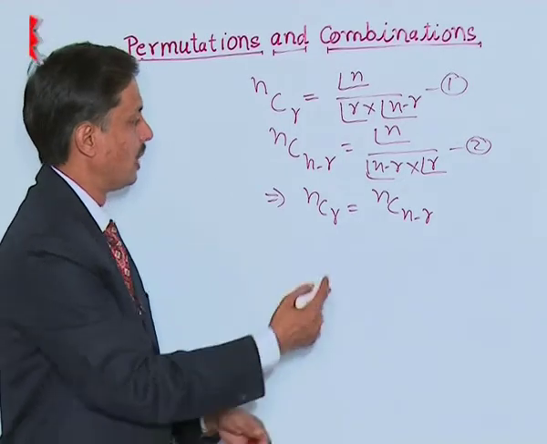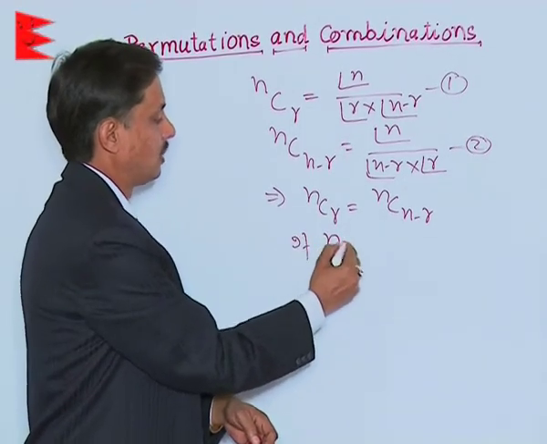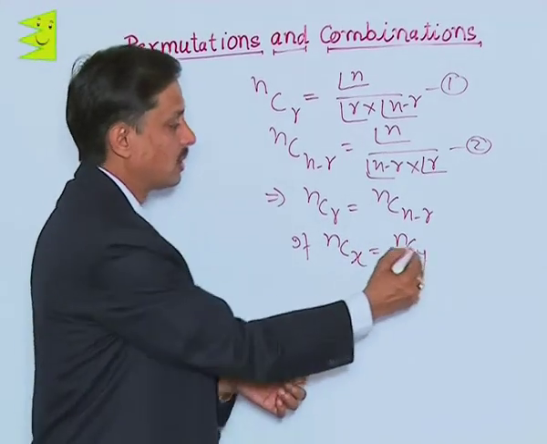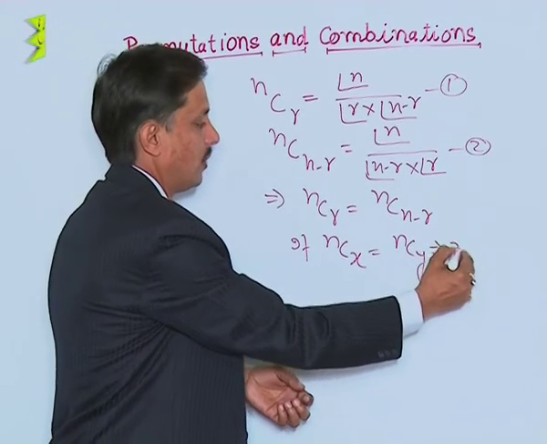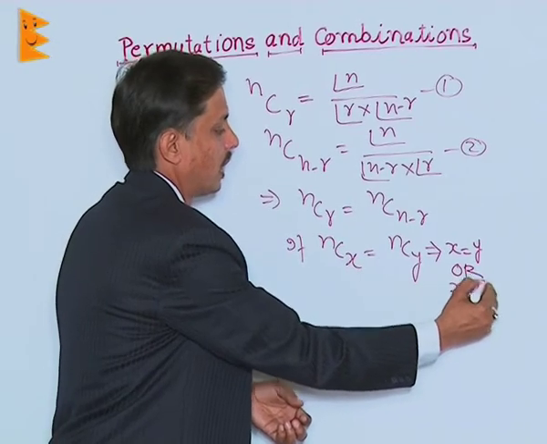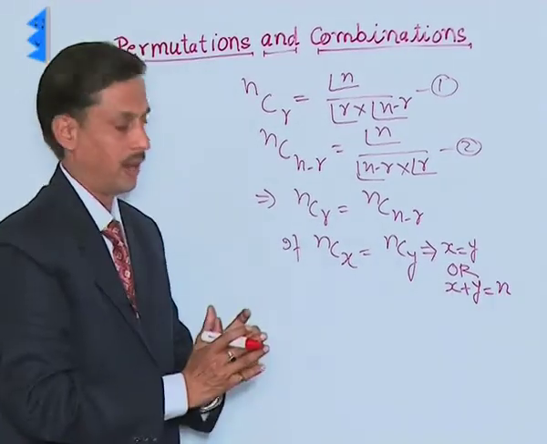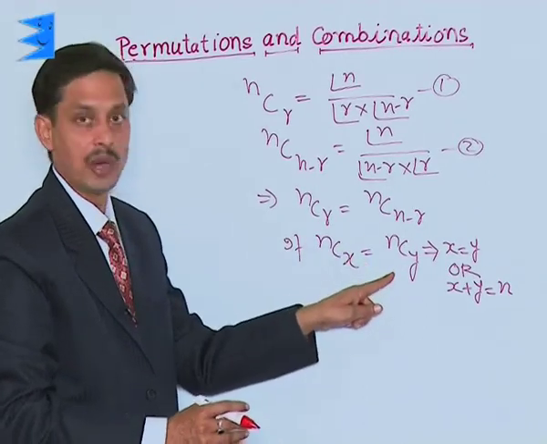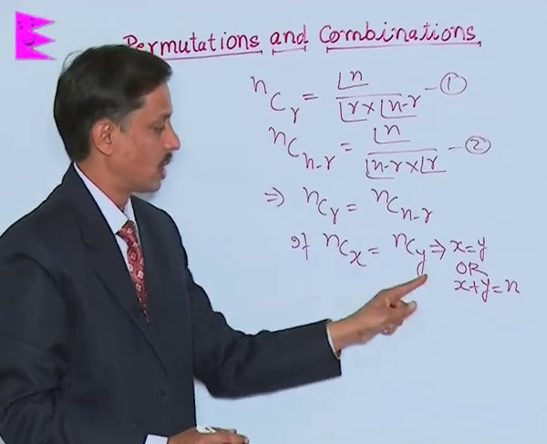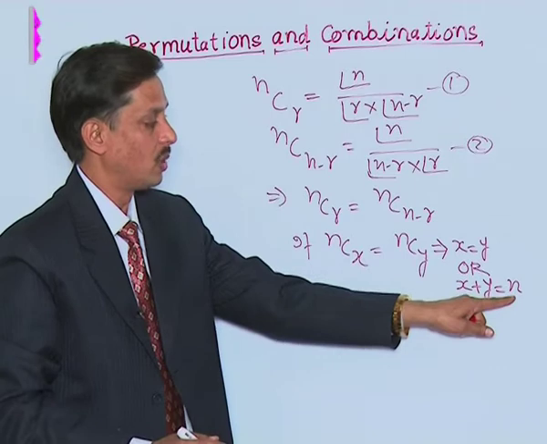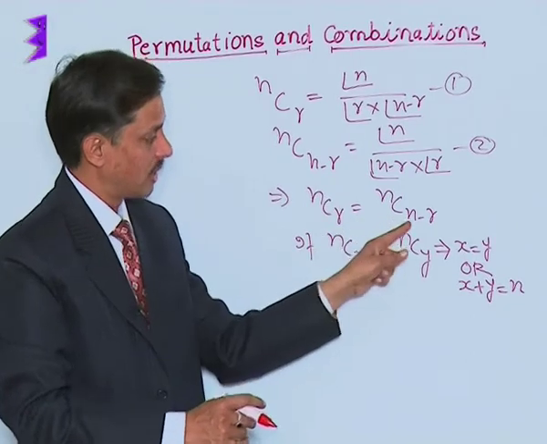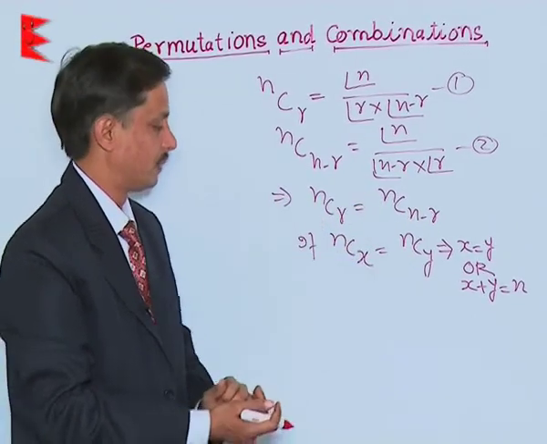Another property of the combination is that if nCx is equal to nCy, it implies that either x is equal to y, or x plus y is equal to n. If nCx is equal to nCy, then what has to be? Either x is equal to y, or the sum of these two values, x plus y, should be equal to n. It is very clear from this conclusion that r plus n minus r is equal to n.